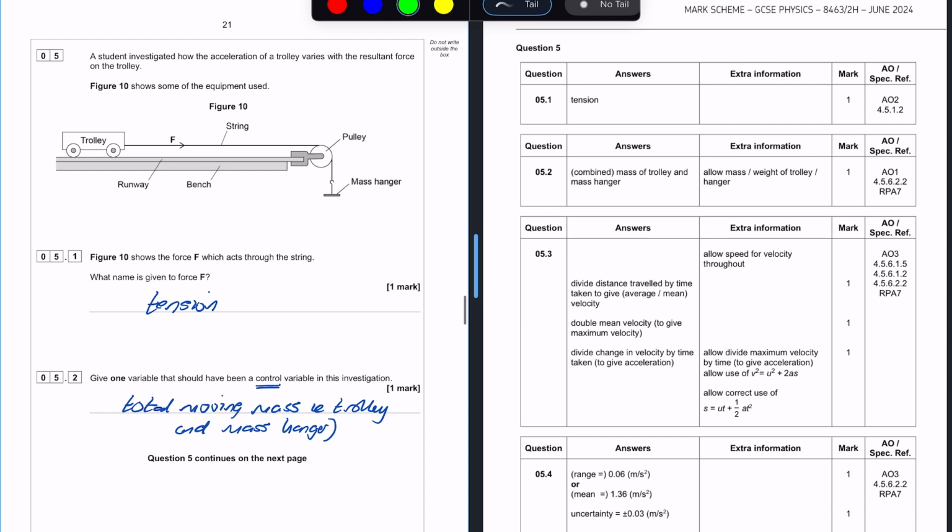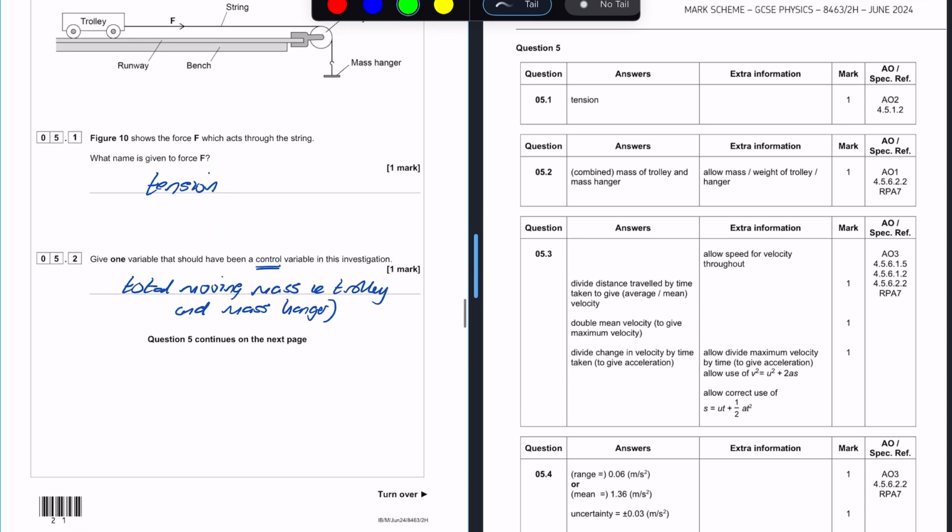So learn those basic contact forces. Remember the non-contact forces as well. They don't come up here, but they come up quite regularly. So you've got magnetism, you've got electrostatic, and you've got gravitational. There you go, remember those.